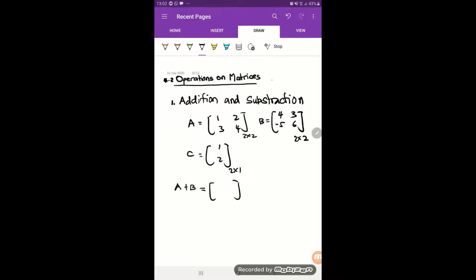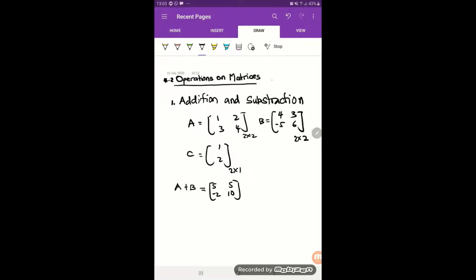A11, that means 1 plus 4, the answer is 5. The element of matrix A, A12, and the element of matrix B, A12, that means 2 plus 3, the answer is 5. The element of matrix A, A21, plus the element of matrix B, A21, that means 3 plus negative 5, the answer is negative 2. The element of matrix A, A22, and the element of matrix B, A22, that means 4 plus 6, the answer is 10.